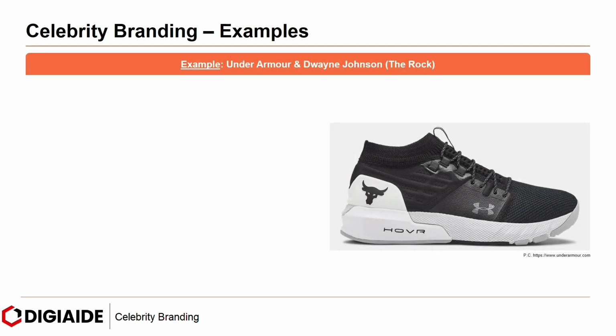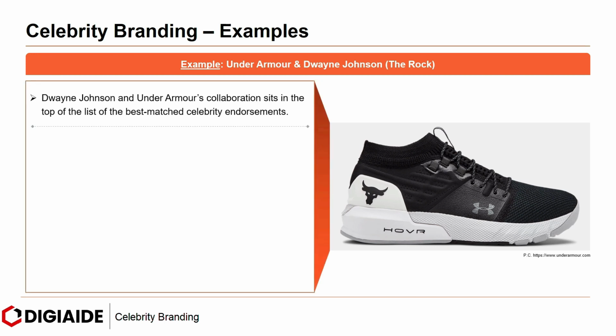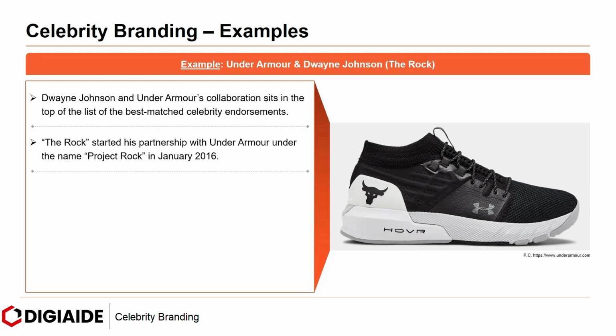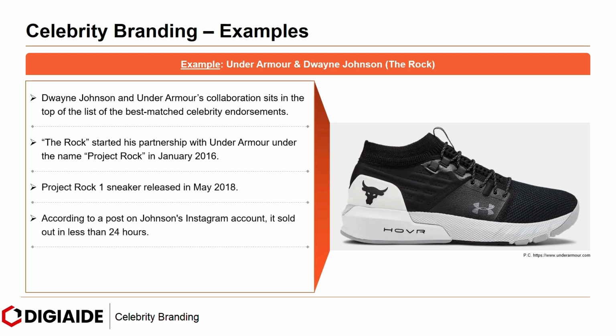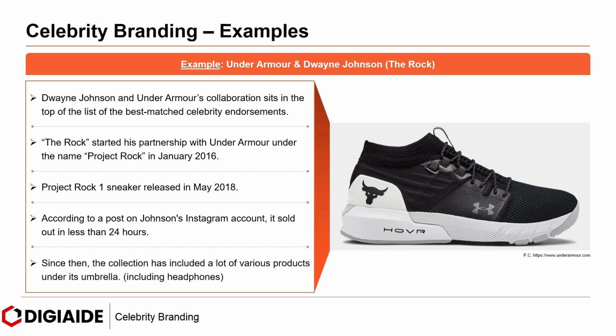Now looking at an example of a perfect match between a celebrity and the brand. In this case, Under Armour and Dwayne Johnson, The Rock. Dwayne Johnson and Under Armour's collaboration sits at the top of the list of the best match celebrity endorsements. The Rock started his partnership with Under Armour under the name Project Rock in Jan 2016. Project Rock 1 sneaker released in May 2018. According to a post on Johnson's Instagram account, it sold out in less than 24 hours. Since then, the collection has included a lot of various products under its umbrella, including headphones.